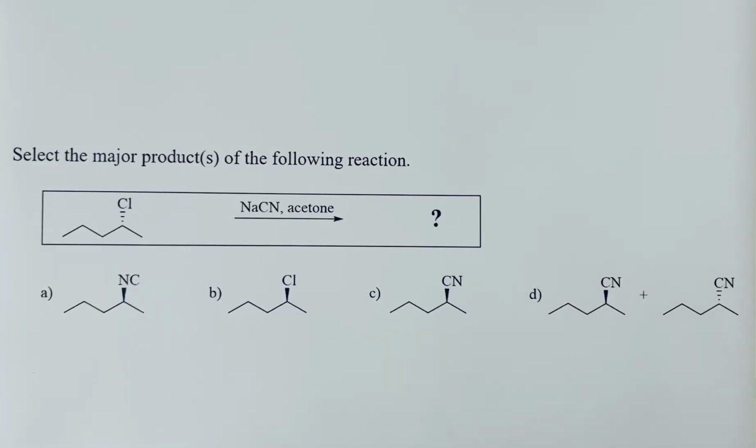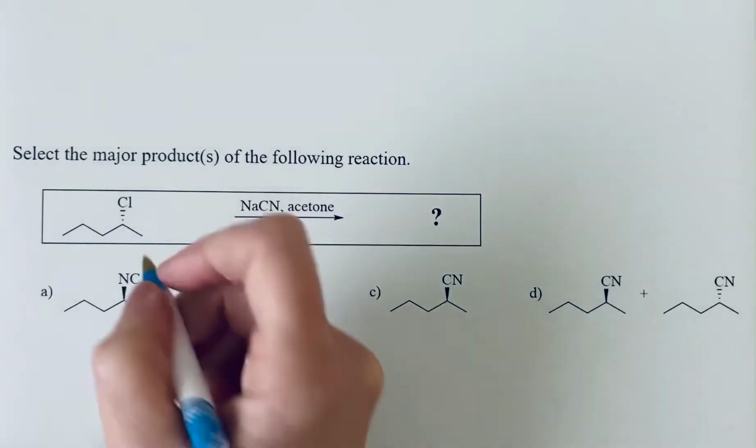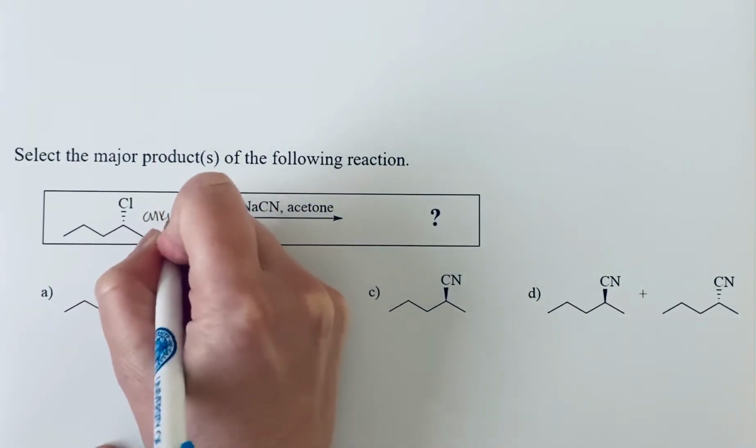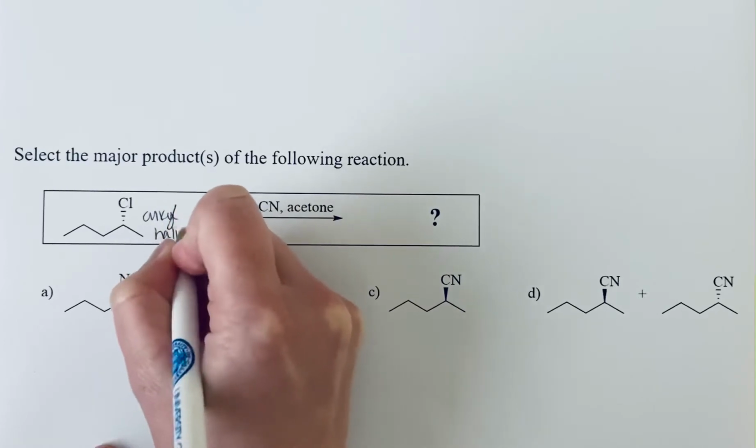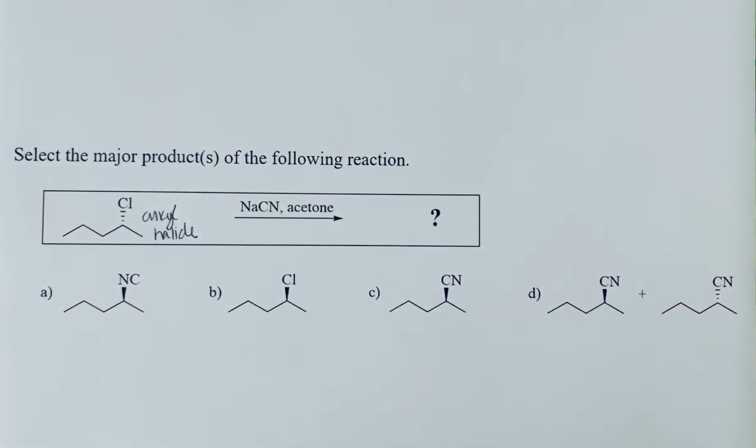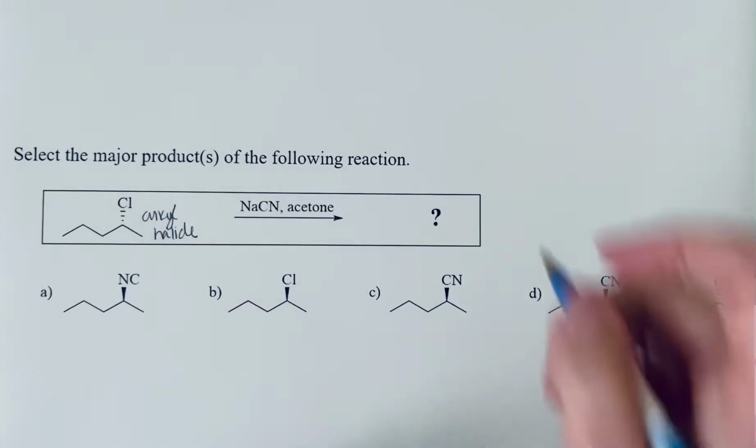Select the major product of the following reaction. Our starting material in this reaction is an alkyl halide. The reactions that we have seen of alkyl halides so far have been substitution and elimination reactions. So we need to take a look at this alkyl halide, take a look at the reagents, and decide what reaction pathway is being followed.